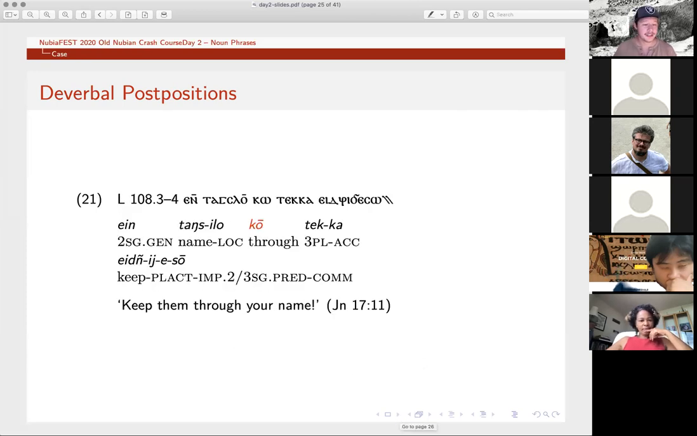And here we see one, go through. Here we have our noun phrase. The noun phrase is marked with the locative and followed by this postposition, go through.